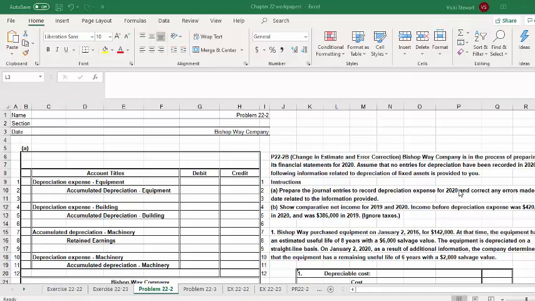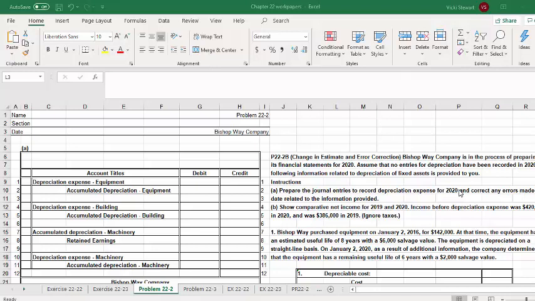This is a demonstration of problem 22-2B, change in estimate and error correction. Bishop Way Company is in the process of preparing its financial statements for 2020. Assume that no entries for depreciation have been recorded in 2020. The following information related to depreciation of fixed assets is provided to you.